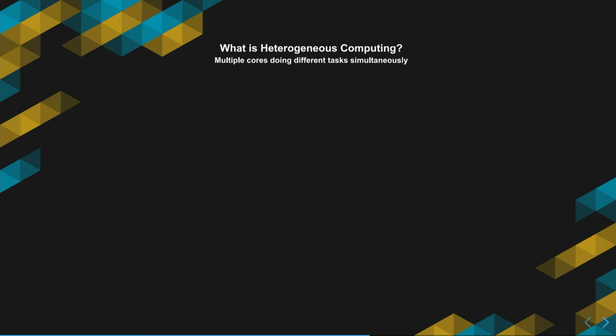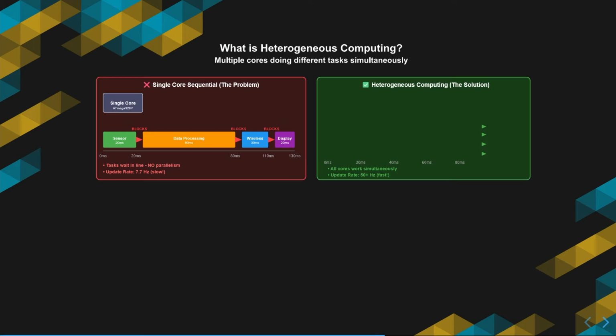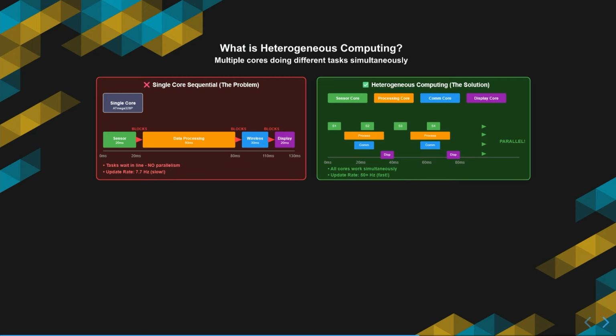Now let's look at the contrast over here. On the left, we have our single core problem. And on the right, we have multiple specialized cores. Now a sensor core, a processing core, a communication core, and display core. I mean, you can divide your cores accordingly, and many cores have many processors. Modern day processors have specialized cores for specialized applications.